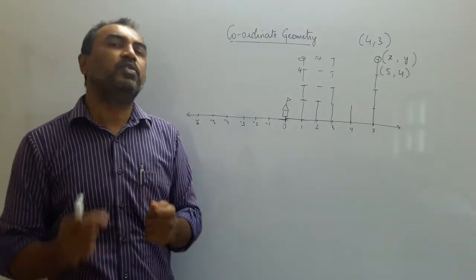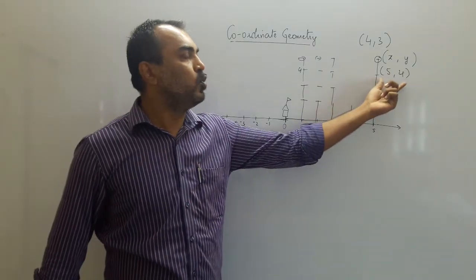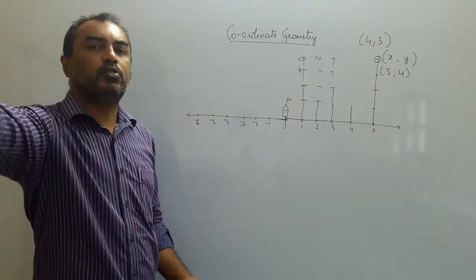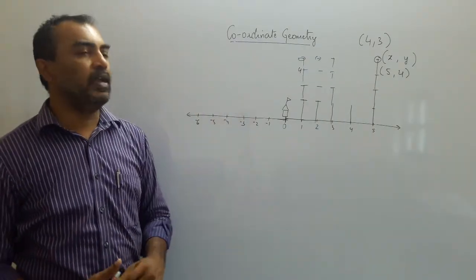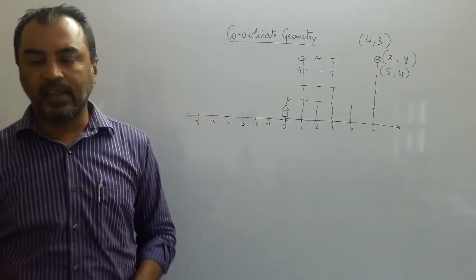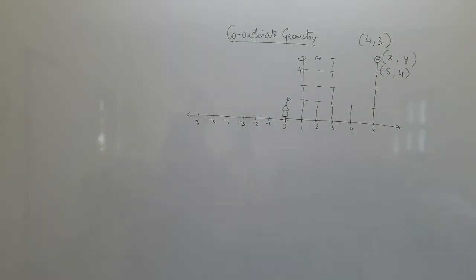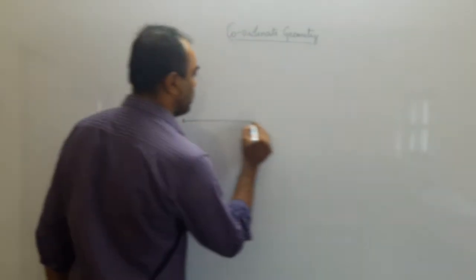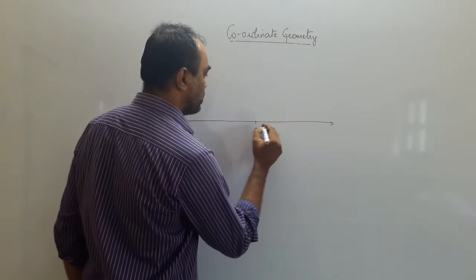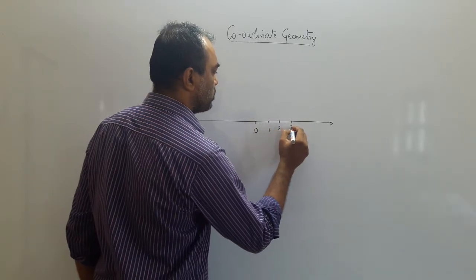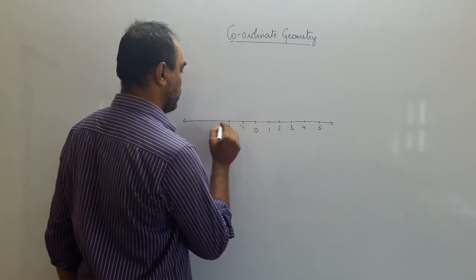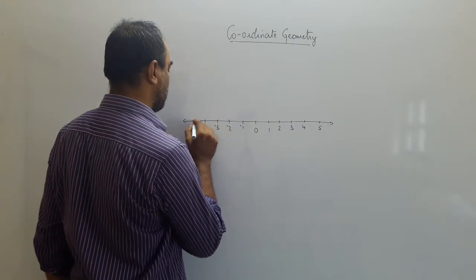To get the specific position of a child, I need to know both the coordinates, means how much to the right and how much to the back. That will give me the idea. So this is what we did in the 9th standard. This is a mere basic revision. So we have a horizontal number line with the center point as the origin, numbers to the right, numbers to the left.